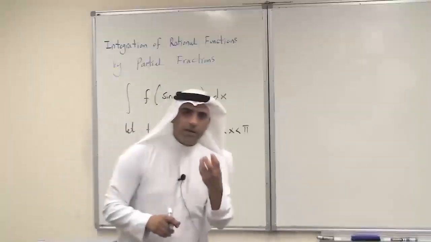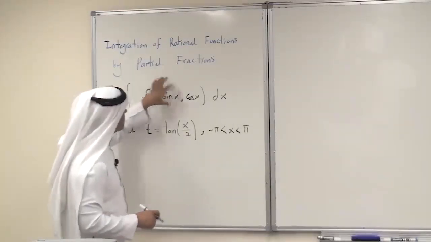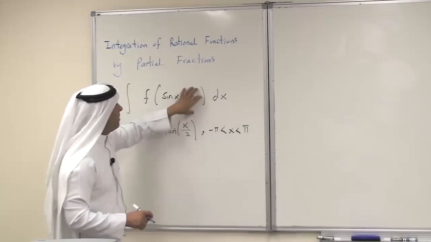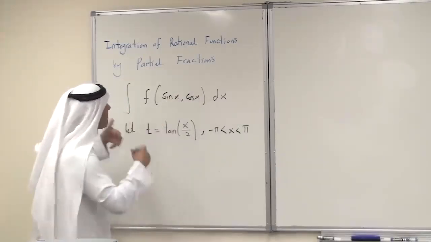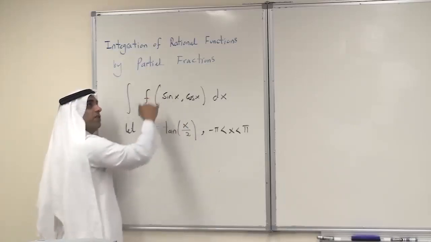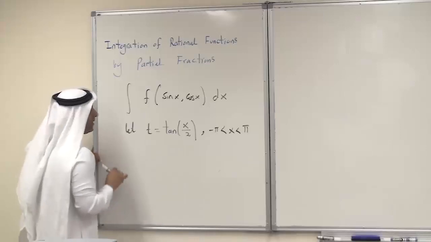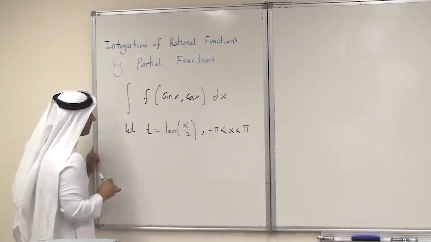Now let us see this kind of problems. We have an integral of a function that involves sine and cosine. How do we transform this from a function involving sine and cosine into a function of rational type? That will be done through a specific substitution.